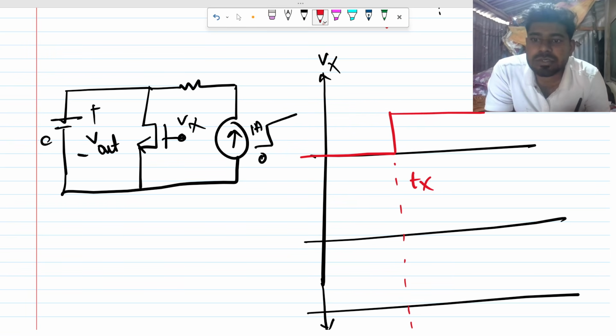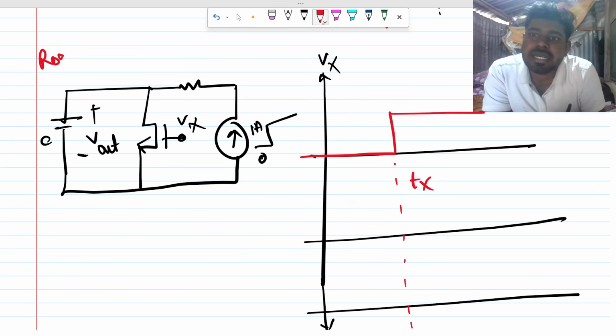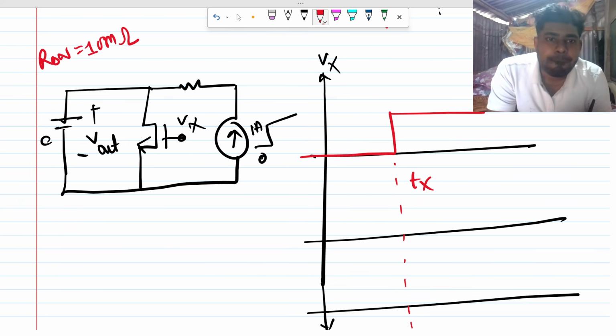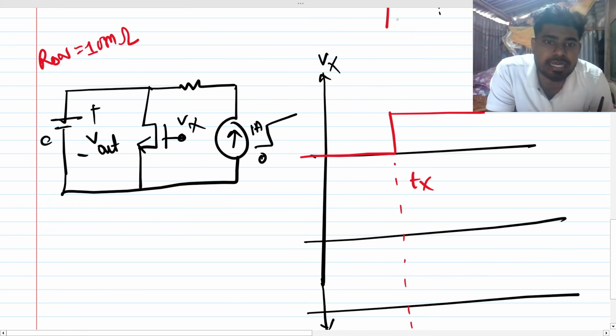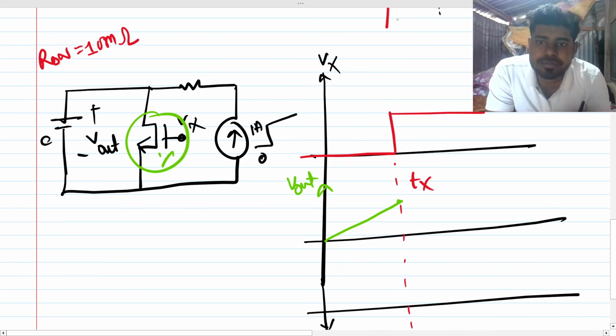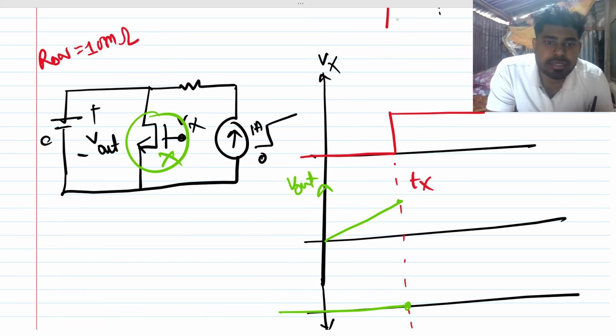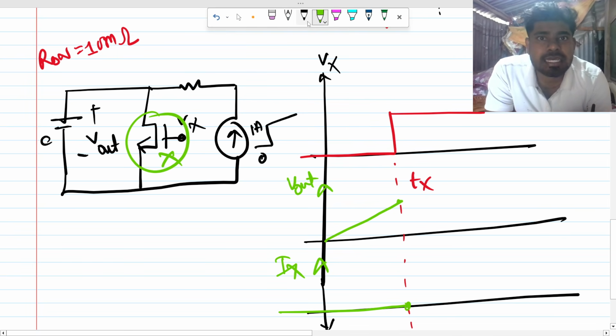Now here, when this switch is turned on, we are having 10 milliohm resistance. So this is the more practical and the real case. Okay, so it will be having the same characteristics of the Ix and the V output. So it will be like a ramp because the switch is off, and it will be 0. This is your Ix.